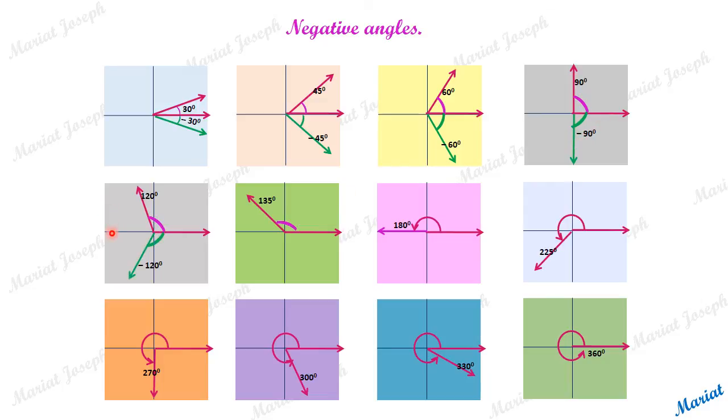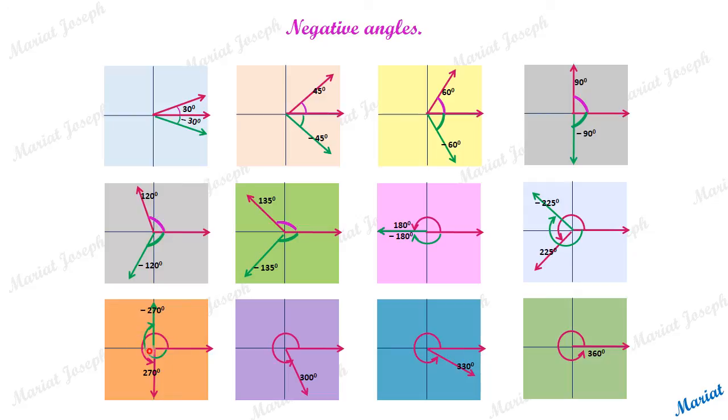Minus 120 degrees. Minus 135 degrees. Minus 180 degrees. Here we notice one thing. Plus 180 degrees and minus 180 degrees are coterminal angles having the same terminal side. Minus 225 degrees, from here to here. Minus 270 degrees, from here till here.